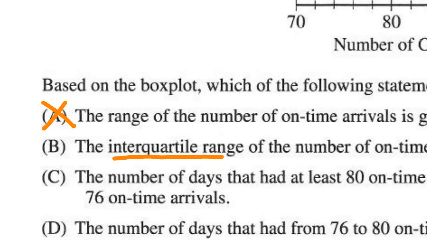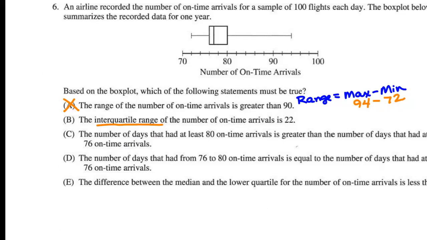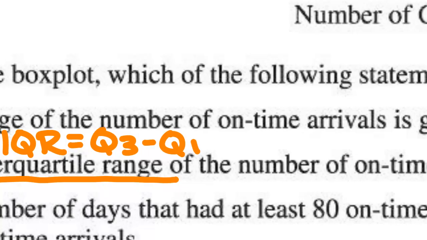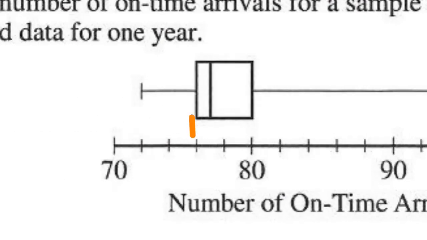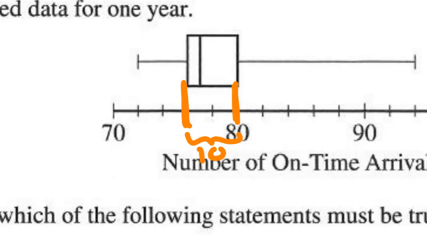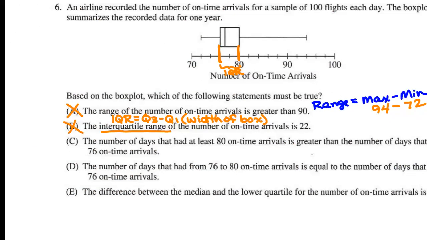The interquartile range of the number of on-time arrivals is 22. IQR is Q3 minus Q1. That's the same thing as the width of the box. So from right here to right here. That is not 22. That is 4. So it's not option B.